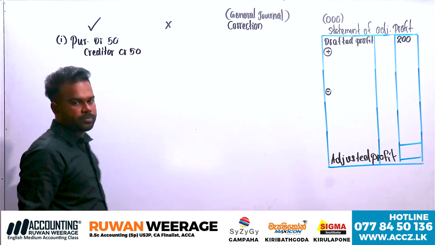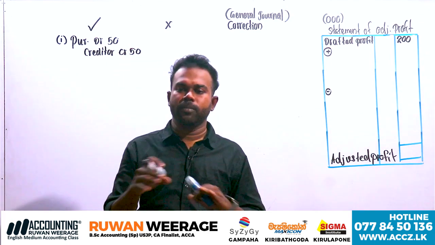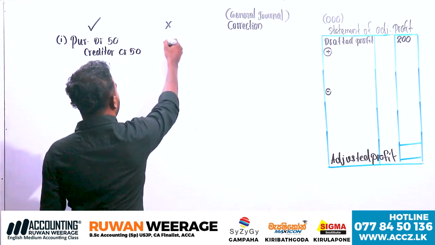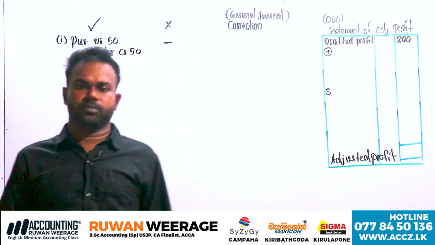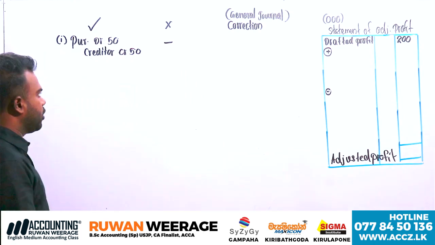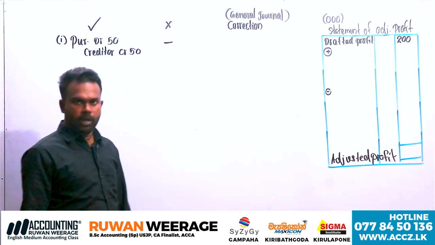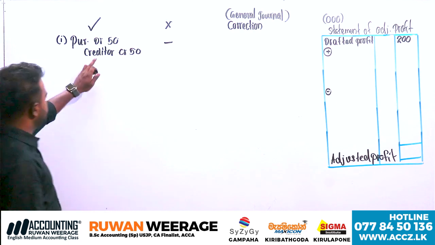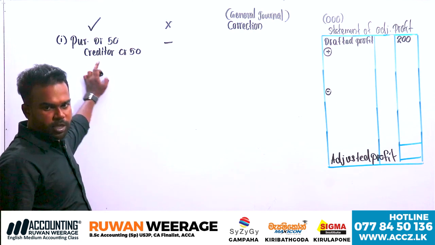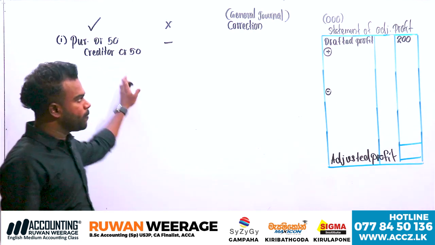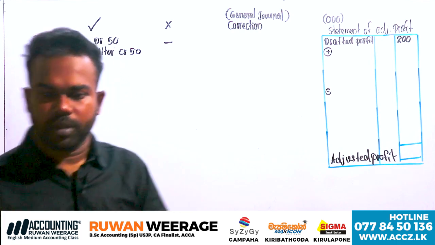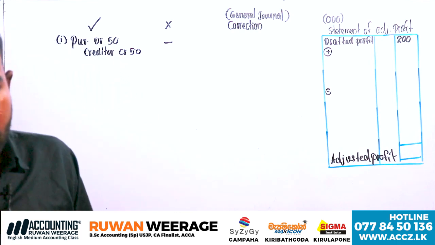What's the error now? It is not recorded in the books of accounts, which means not recorded in ledger accounts. Understood? Not recorded in ledger accounts. Clear? Therefore, this is the correct one. We are on page number 28, example number 8. Understood? Therefore, what do we have to do?